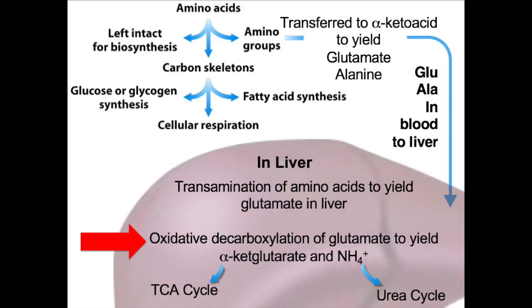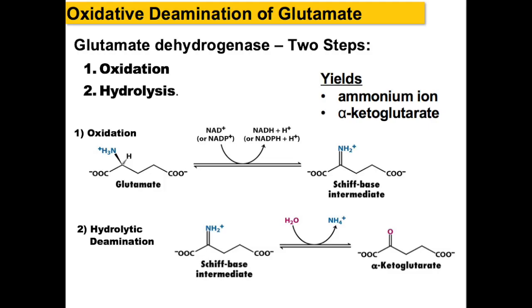There you go. So the last step before the urea cycle is the oxidative deamination to remove the amino group from glutamate to yield alpha-ketoglutarate. This is done through the action of glutamate dehydrogenase. The first thing that happens is an oxidation that requires NAD+ or NADP+. This forms a Schiff base intermediate. The next thing we're going to do is hydrolyze that amino group right off through the addition of water. This is a hydrolytic deamination, and this yields alpha-ketoglutarate and ammonium.